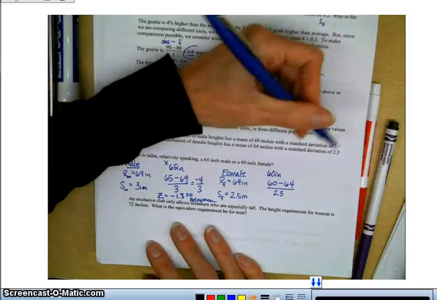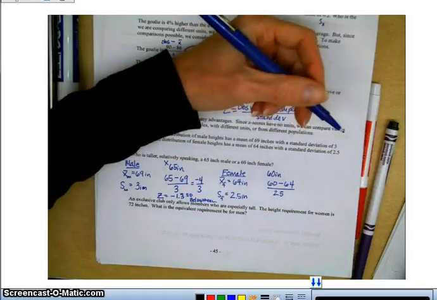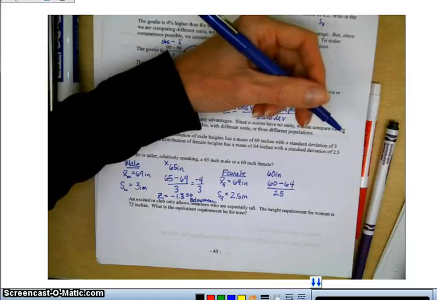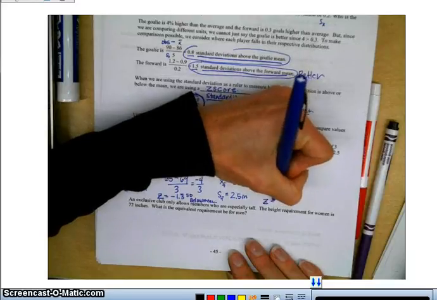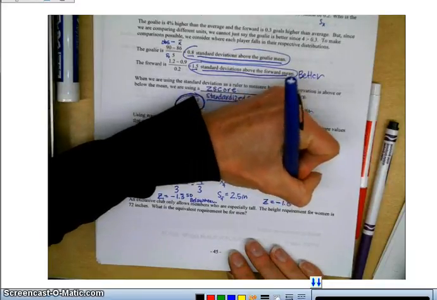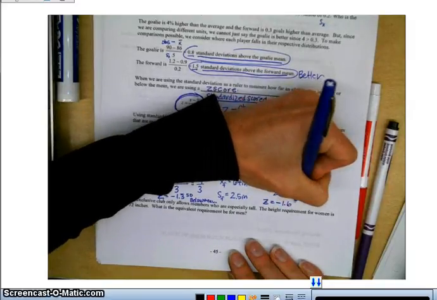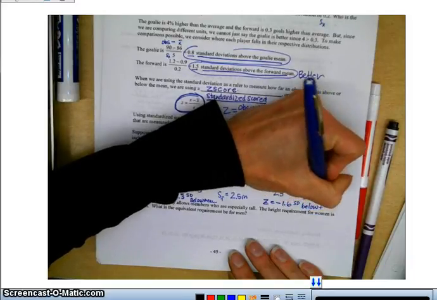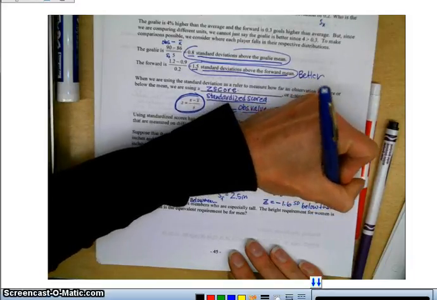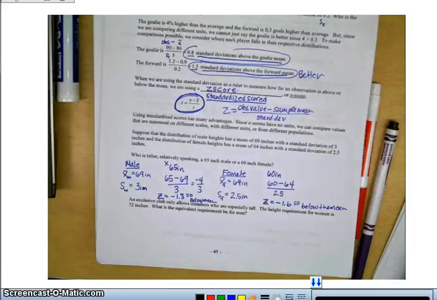So 60 minus 64 divided by 2.5 is -1.6. So this female's z-score is -1.6 standard deviations below the mean for women. All right, so who is taller, relatively speaking?